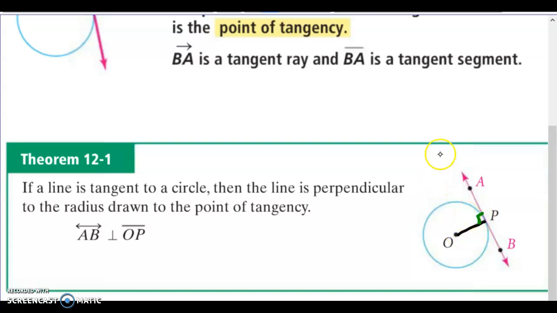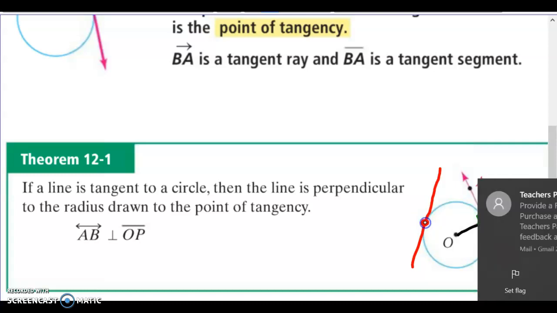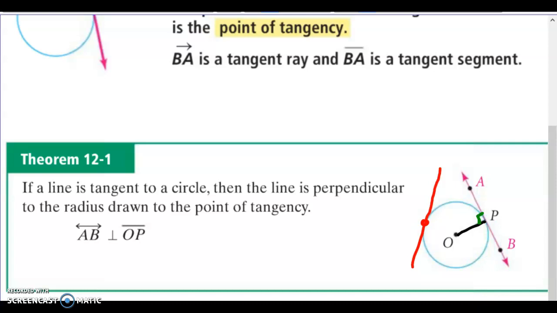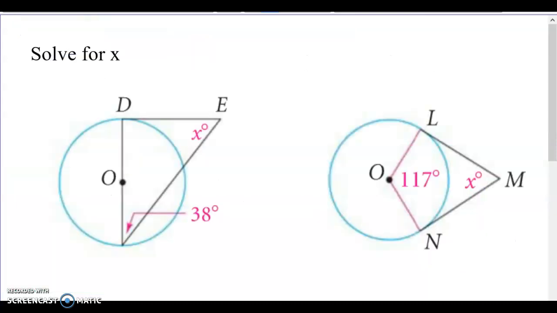So if I drew another tangent line over here, it's touching the circle right there at that point. Then if I draw in my radius to the point of tangency, that is a right angle right here. Okay, so I'm going to show you what that does for us.